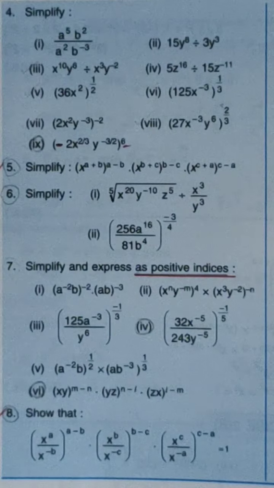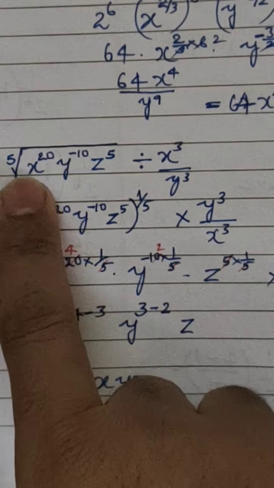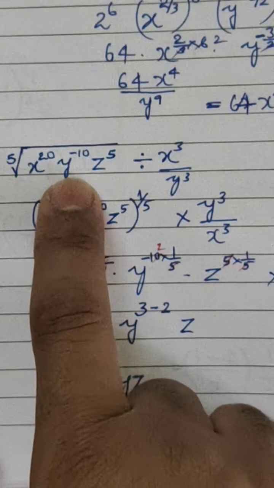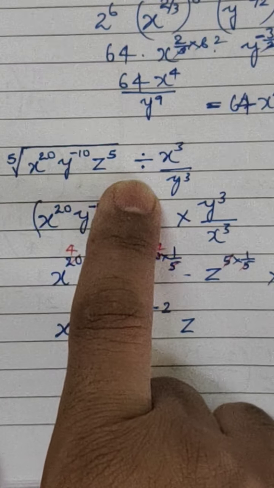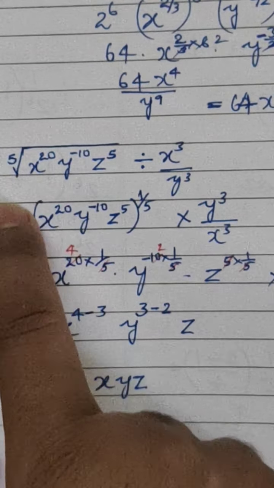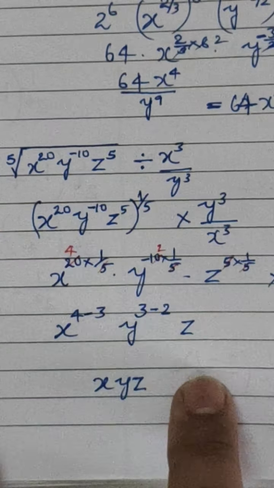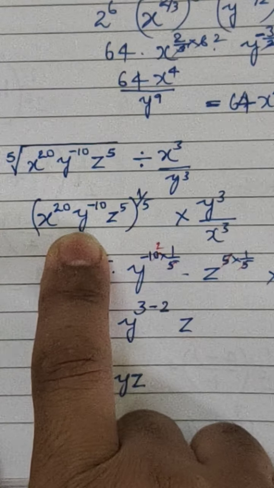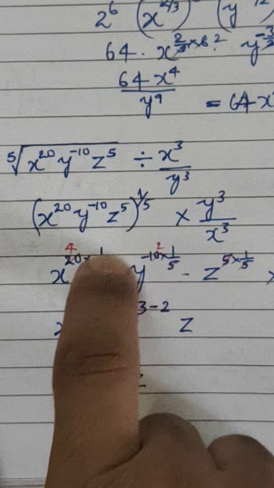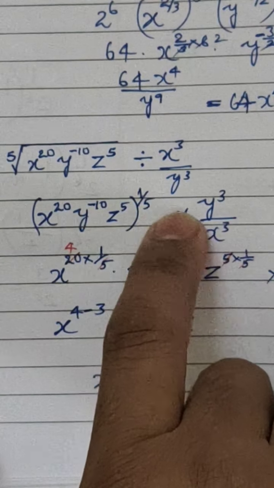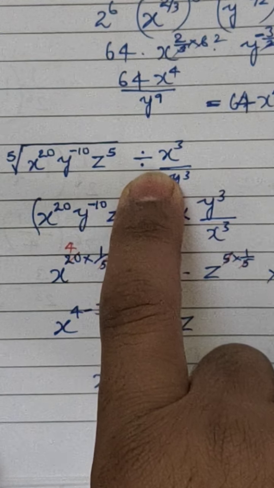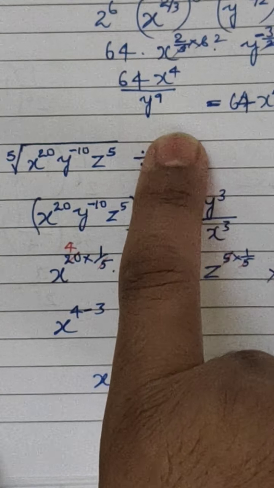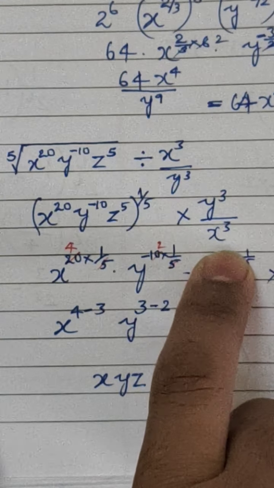Let us see how we can solve this. Here, fifth root of x to the power of 20, y to the power of minus 10, z to the power of 5 divided by x cube by y cube. So we are removing this root. We know that the nth root of a is equal to a to the power of 1 by n, or the square root of 2 can be written as 2 to the power of half. In the same way we are writing x to the power of 20, y to the power of minus 10, z to the power of 5 whole to the power of the reciprocal of this root, that is 1 by 5. We are removing this division sign, so taking the reciprocal of what is on the right hand side of the division, which becomes y cube by x cube.